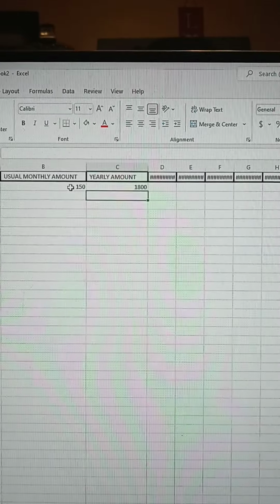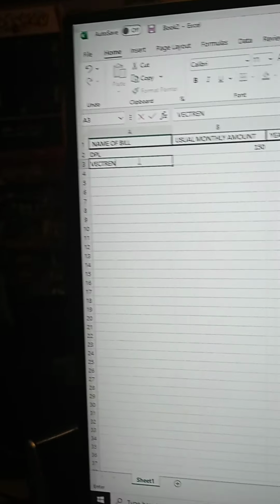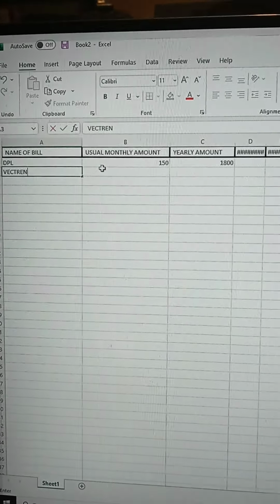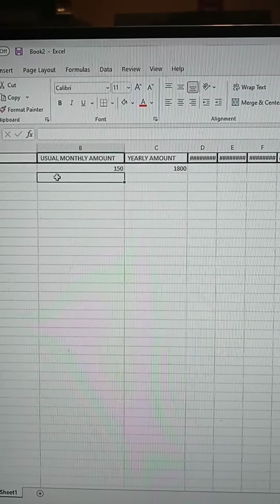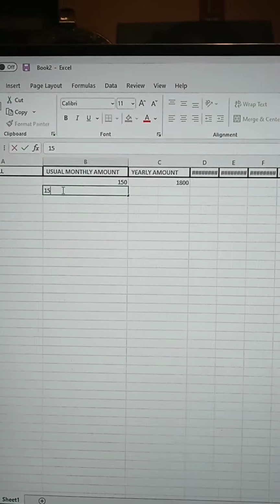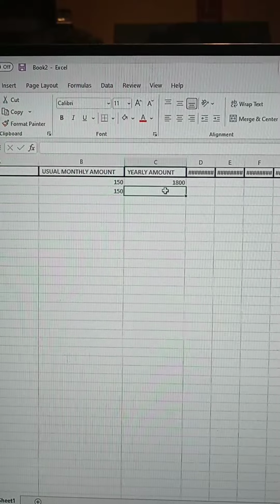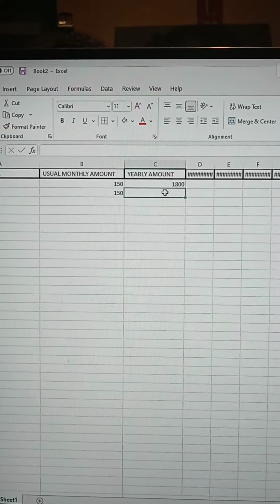I put myself on budget billing, even in the summer months, like if we were doing Vectren. Vectren is my gas for my heat. Normally in the warmer months, my Vectren is like $35-$40, but I know in the winter months it's like $150. So what I do is I just put $150 because that's the highest. The best thing to do is put the highest amount that you've paid for a year.